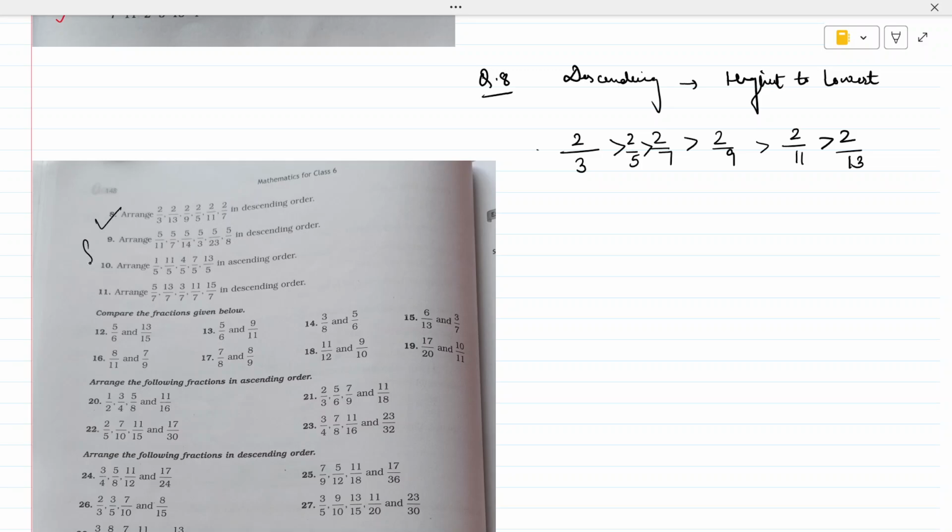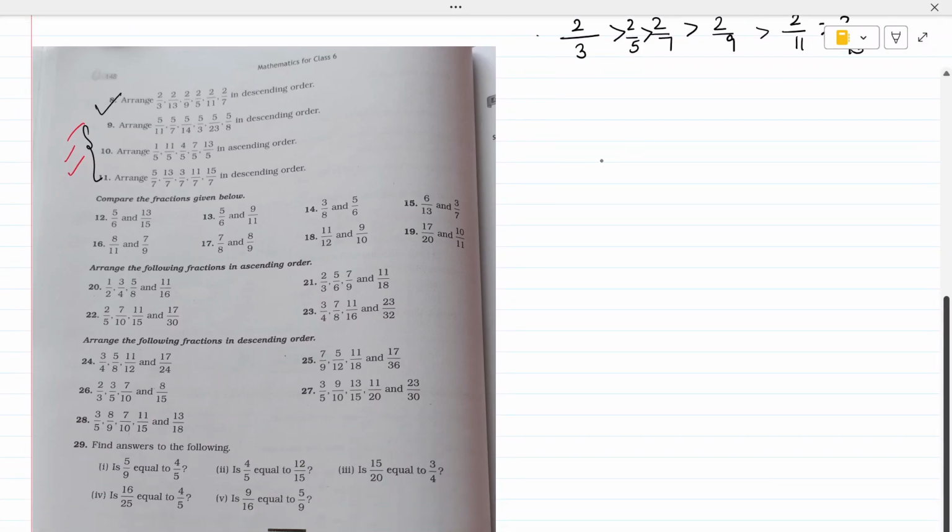Okay, the rest three questions are again homework. They are on the same terms, the same thing we have to do. The more you practice, the better you will be able to do it. Next, we have to compare the fractions.